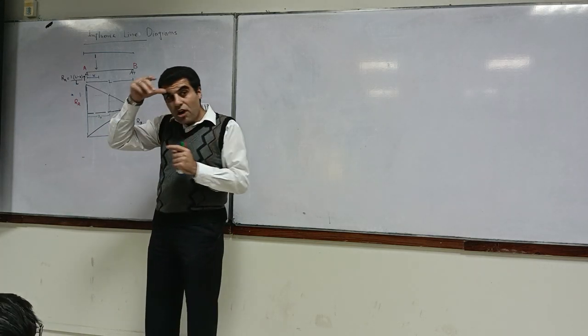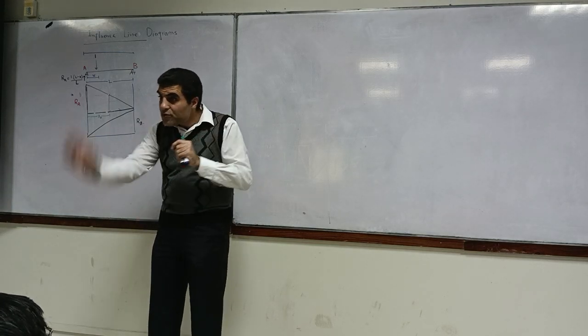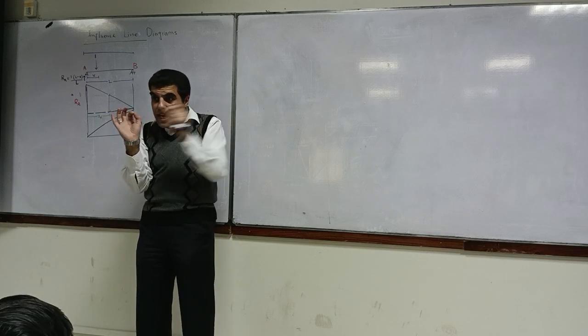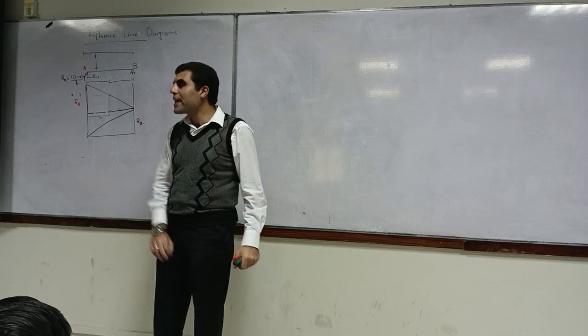However, if I draw my influence line diagram, that would be bending moment or shear force for a particular point when your load is moving. So the variable is when the load is moving, that is with respect to the moving load.